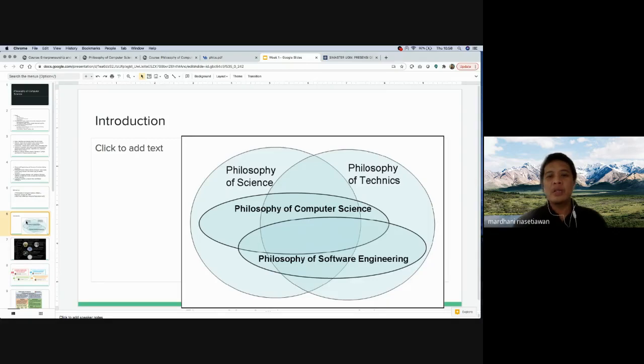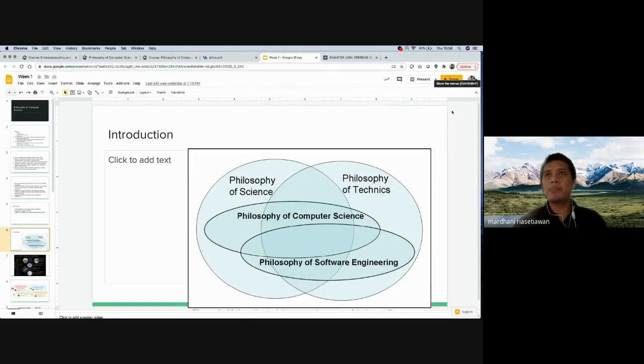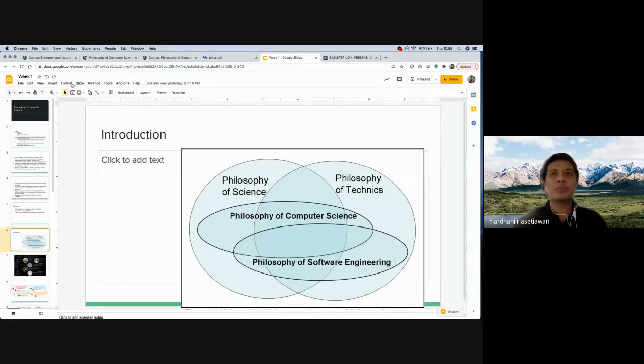I will start with this slide. I'm sorry, my computer is getting slow. Oh, this one. Sorry. Okay.